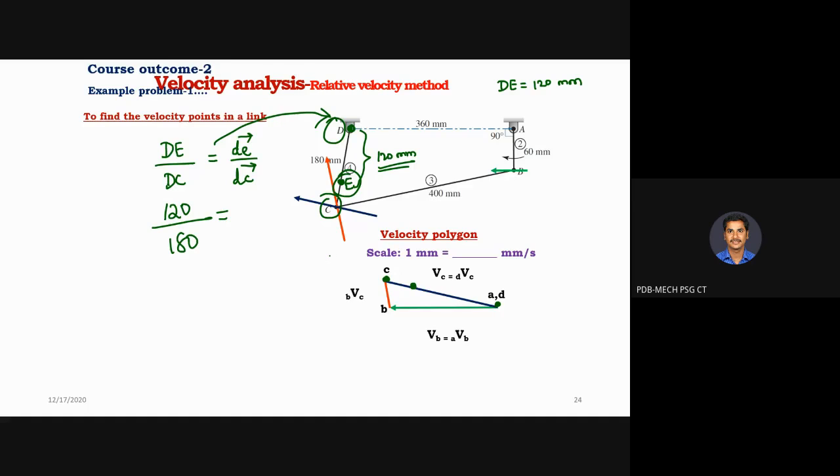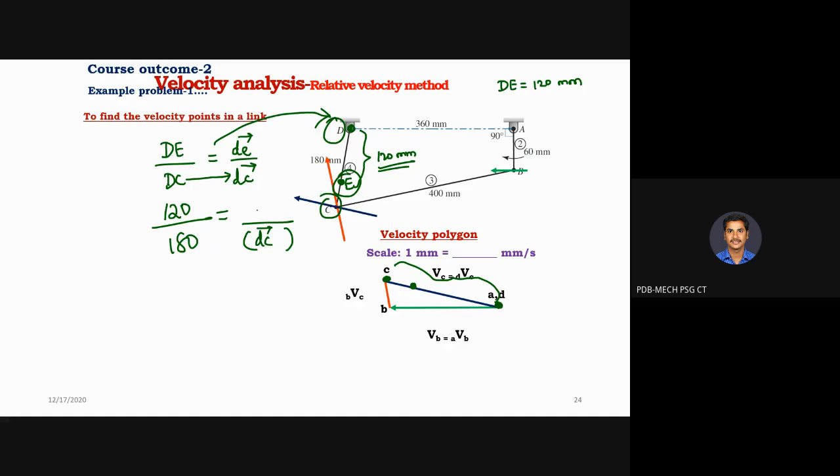How to find small de and small dc? D is here in the polygon. Small d and small c can be taken from the polygon. Small d is here, small c is here, so take their length and put it in the denominator. Is it clear? That is this dimension. Clear or not? Yes, sir. The small dc corresponding to capital DC can be taken from the polygon.